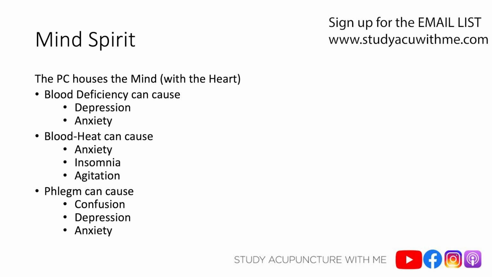Now, a slippery pulse can tell you 4 things. It can tell you if the patient has phlegm, dampness, food retention, or if they're pregnant. A wiry pulse can tell you 3 things. A wiry pulse can mean the patient has liver disharmony. It can tell you maybe the patient has phlegm or the patient's in pain. So wiry pulse, 3 things. Slippery pulse, 4 things. Slippery pulse can be indicative of phlegm, dampness, food retention, or pregnancy. And then wiry pulse can be indicative of liver disharmony, phlegm, or pain.